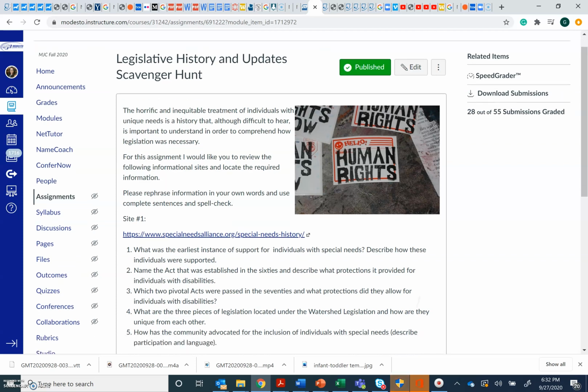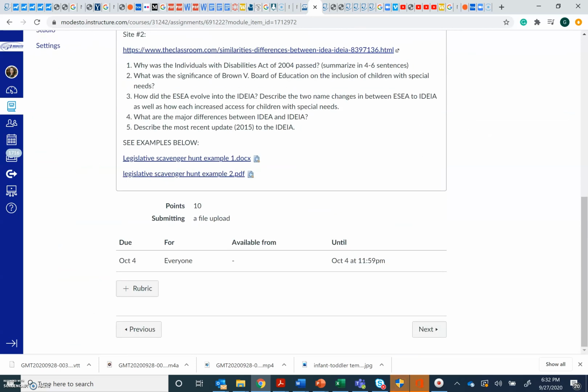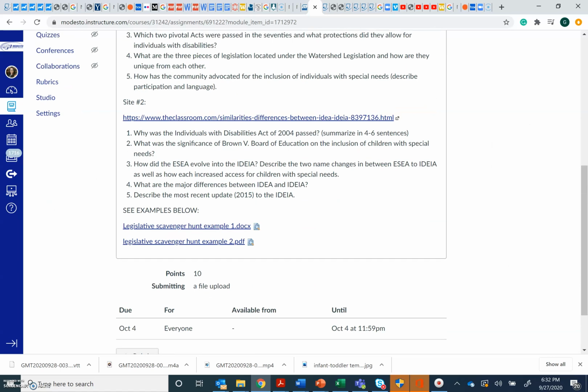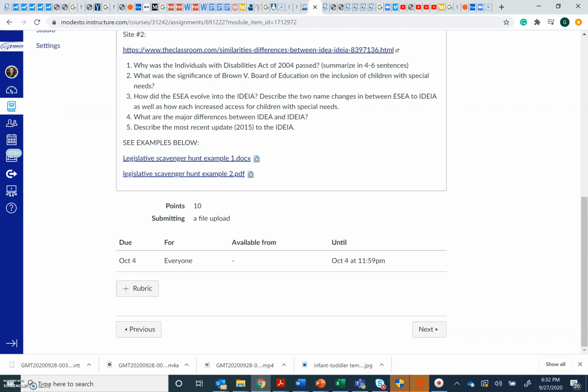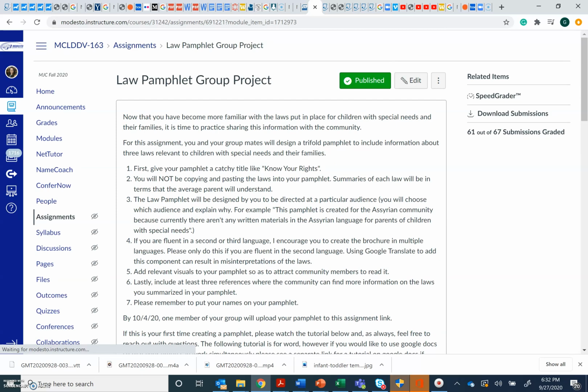For this first assignment, I provided you with 2 examples, and I've asked these students if I could use their examples of how to write the information that you're getting in each of these websites and write them in your own words. So I will allow you to resubmit. And then the next assignment is the law pamphlets.